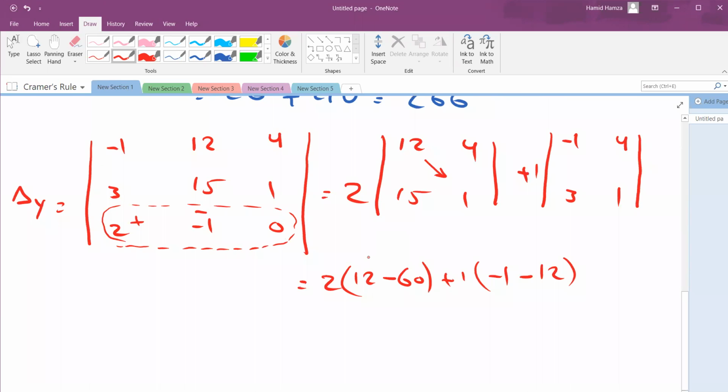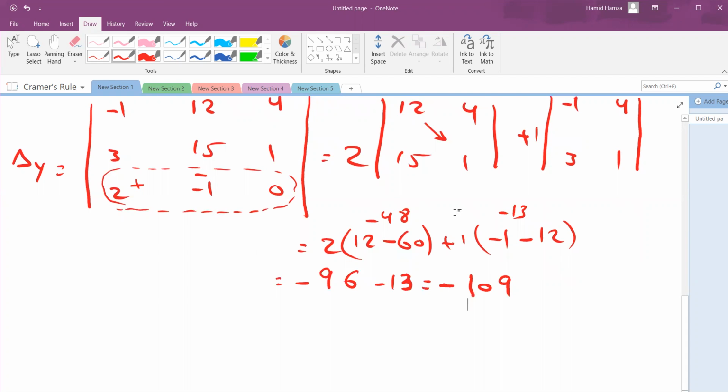So one will be negative 48, multiplied by 2, it will be negative 96. And this one will be negative 13, multiplied by 1, it will be negative 13. So it will be negative 109. So the answer will be negative 109. The last one, by finding delta z.